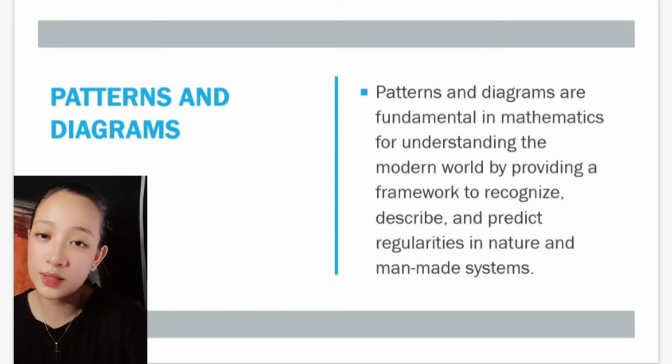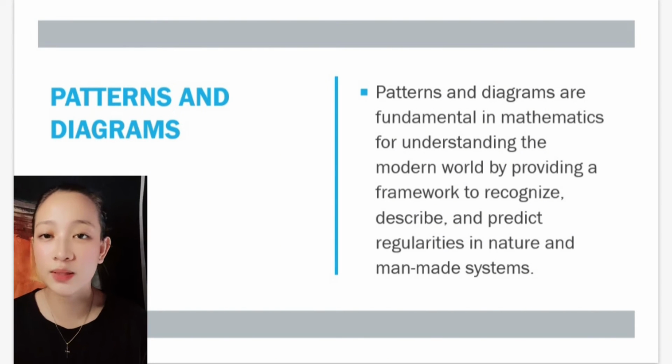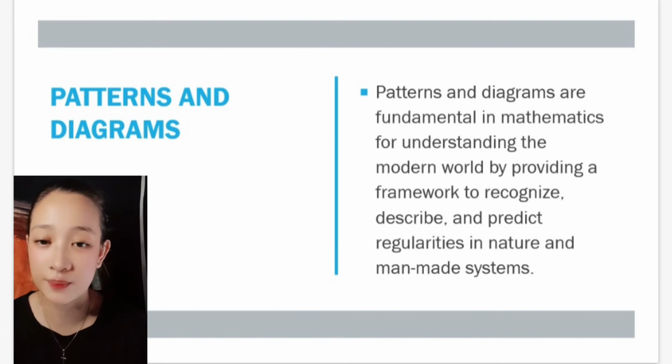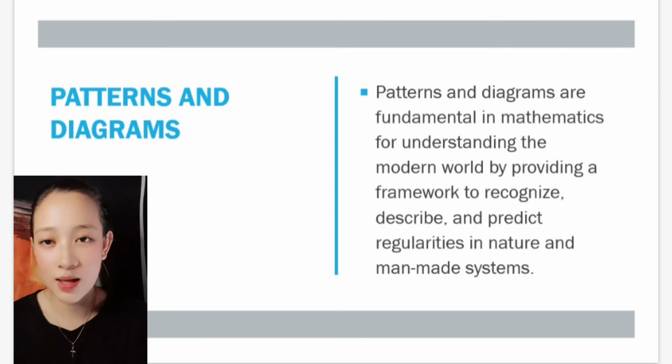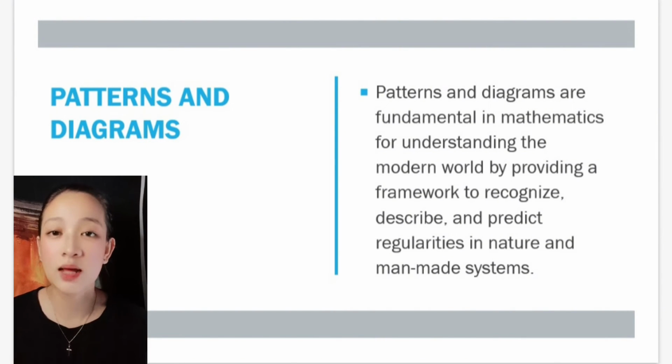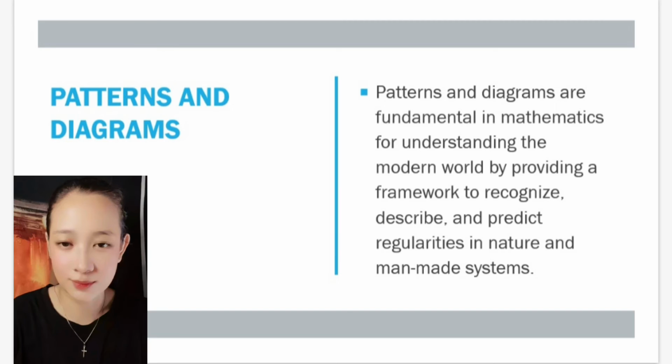So, a pattern is a repeated or organized arrangement of shapes, numbers, colors, or symbols that follow a certain rule. Patterns can be geometric, numerical, or visual. While a diagram is a simple drawing or sketch used to explain or show how something works or looks, diagrams help visualize shapes, patterns, and relationships in geometry.